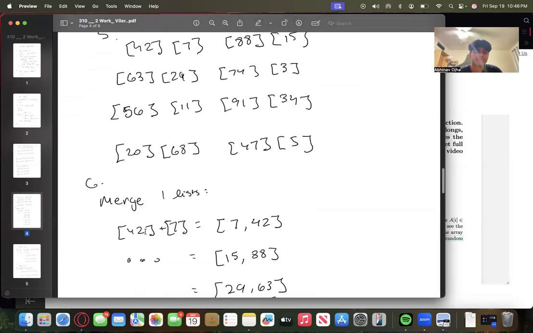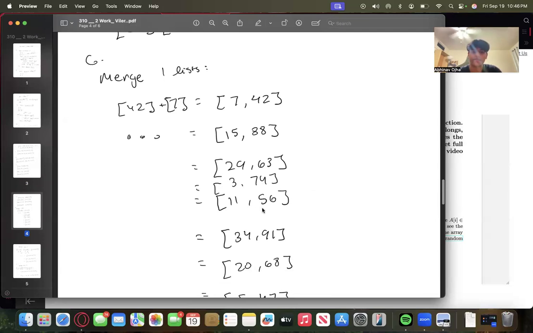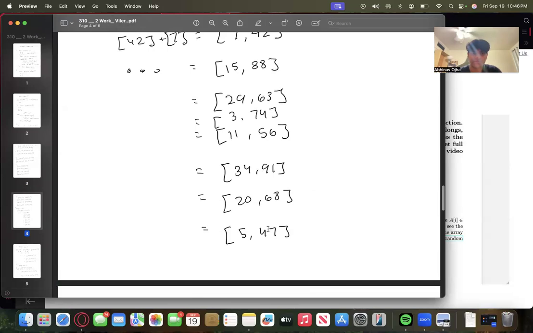Since we have these single instances, we're not going to combine these instances yet. If I have a 42 on one hand and 7 on the other hand, I'm going to first check which one is the lowest, and that's going to be my first at index 0, and then the bigger one goes in the second index. So in this case, 7, 42. If we do the rest of them, we get 15 88, 29 63, 3 74, 11 56, 34 91, 20 68, 5 47.